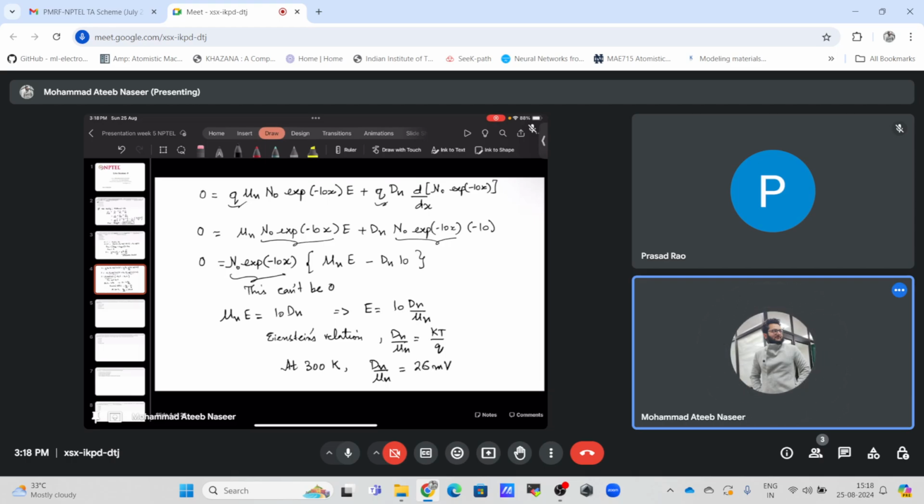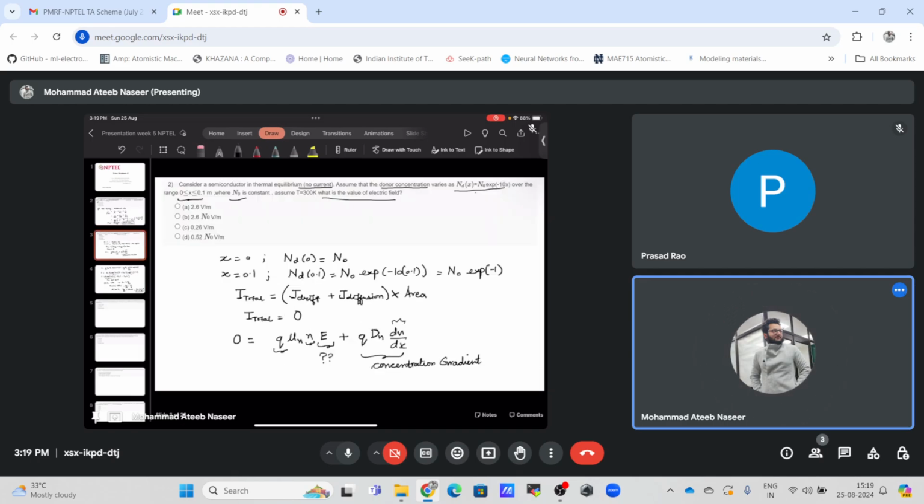Okay, now from this you can clearly see this value of electric field will come out to be equal to 10 times 0.026, or electric field is simply 0.26. So we have got the value, and option C is matching our results. We have taken the temperature also to be equal to 300 Kelvin, which was given in the problem itself.